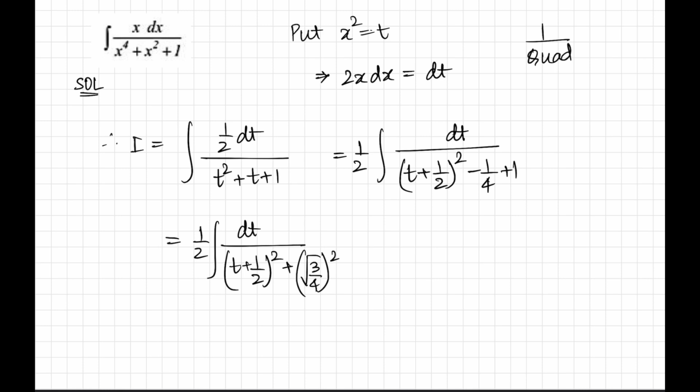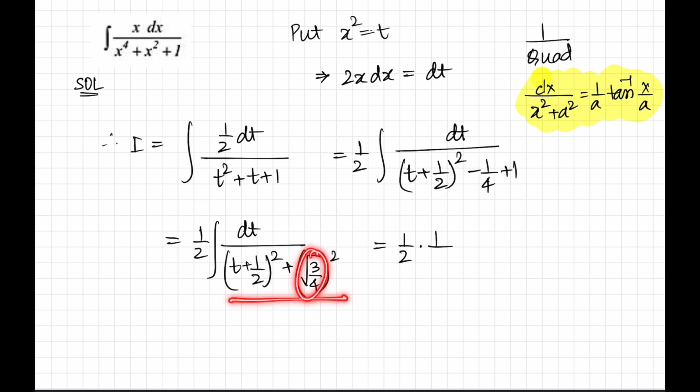So now we will apply the formula of 1 by x square plus a square dx. So this we know is equal to 1 by a tan inverse of x by a. So this is the formula. So if we apply this formula here, we will get 1 by 2 into 1 by a. A is basically the constant here, which is root 3 by 4.